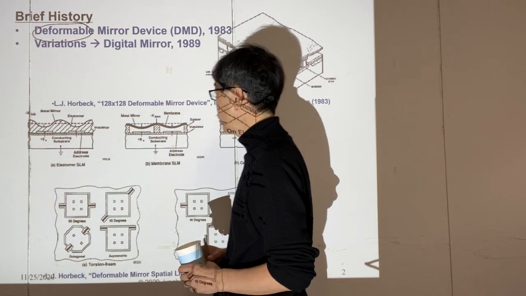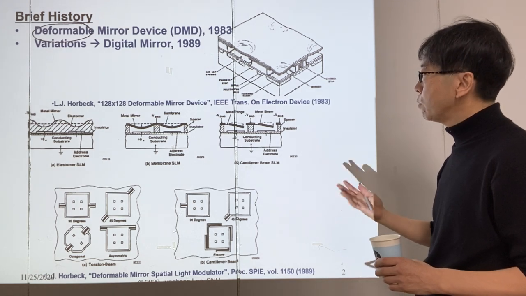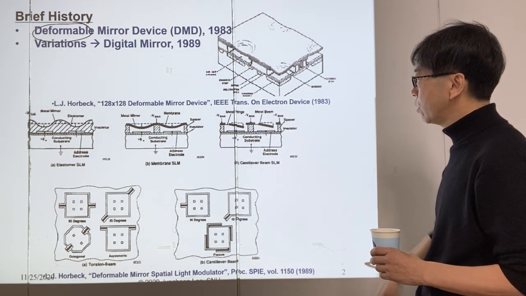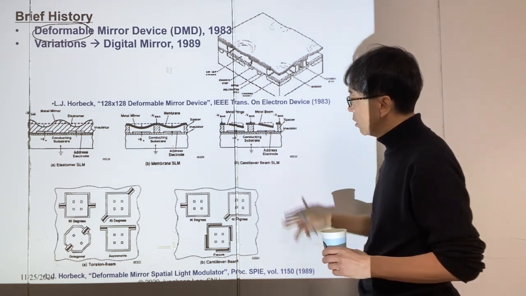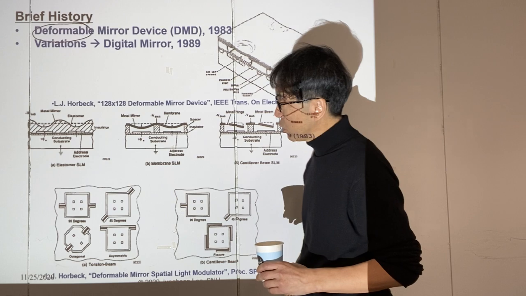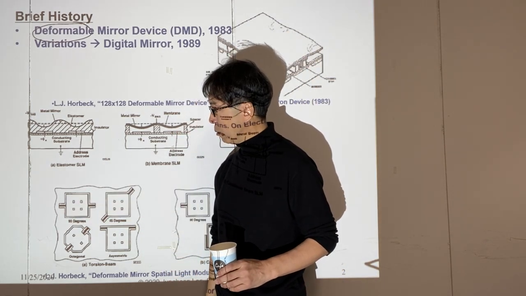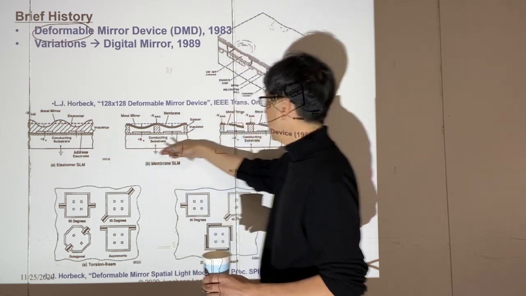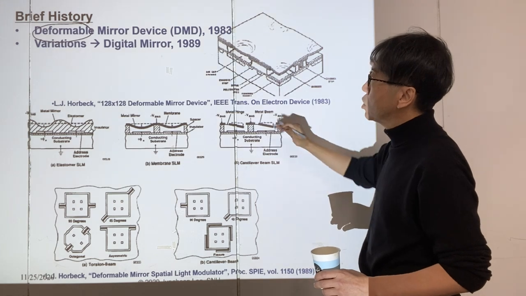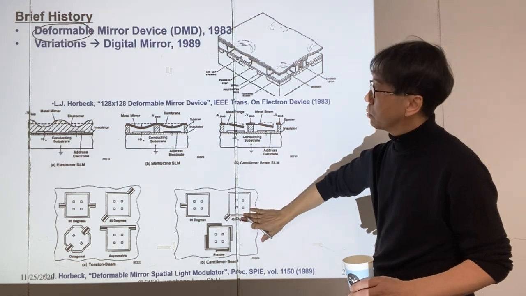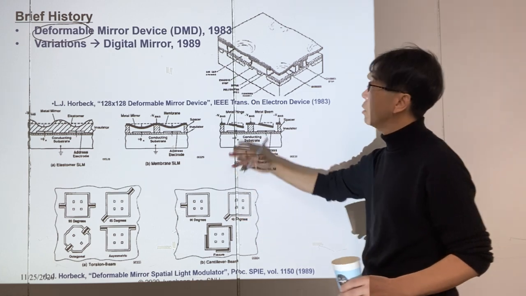TI is the winner. They used some large deformation of this cantilever at first, and then a torsion beam later, by electrostatic operation. You see that this is the mirror. So up to this point, people called it deformable mirror, but at this moment, people started calling it digital mirror, and it took quite a few years, 6 years.